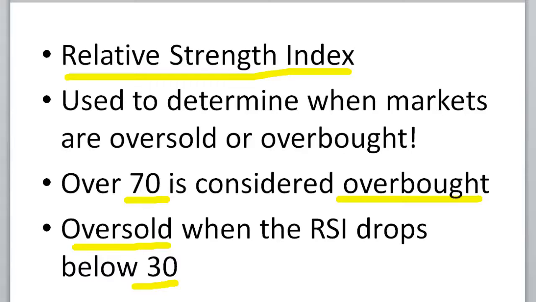So when traders see that a trading instrument is oversold, they might decide to buy it. If they see that something's overbought, then they might decide to short it, based on these 30-70 figures within the index.